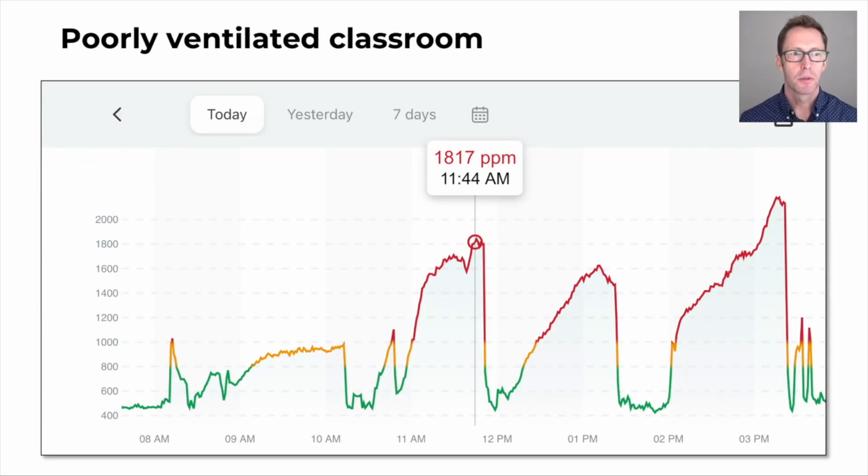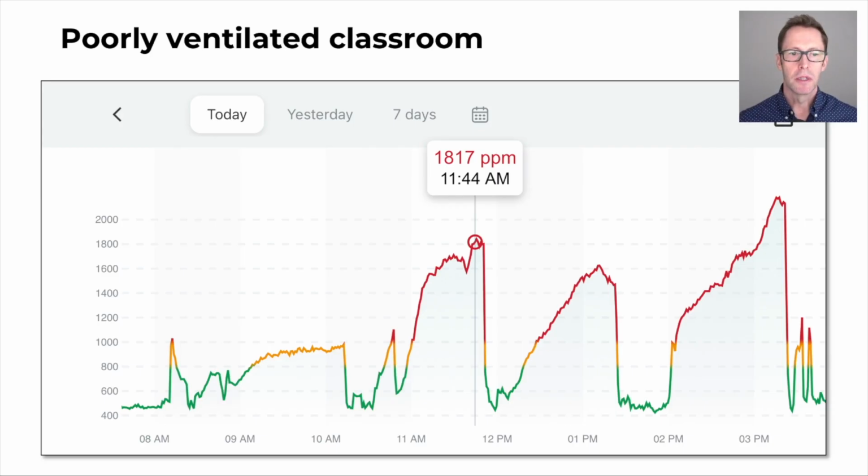In contrast, this is what a poorly ventilated classroom looks like. So you can see during the course of the day, the CO2 levels increase from a low point of 400 and something parts per million. In the first class between 9 and about 10:15, they got up to 900, close to 1,000 parts per million. Later in the day, between 11 and 12, they got up to over 1,800 parts per million. And again, for two more classes, they were up at around 1,600 and then at over 2,000 parts per million.